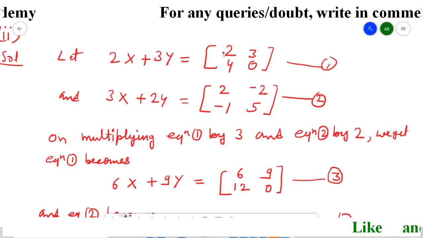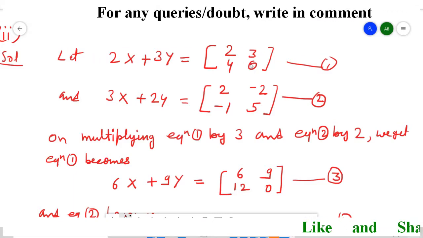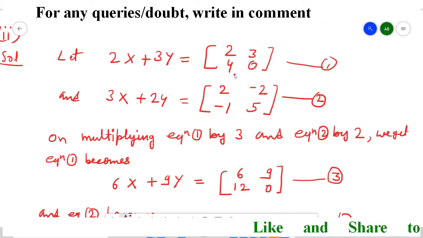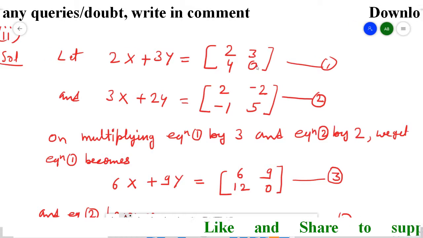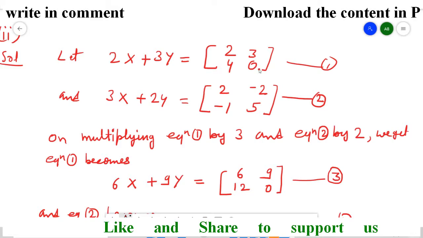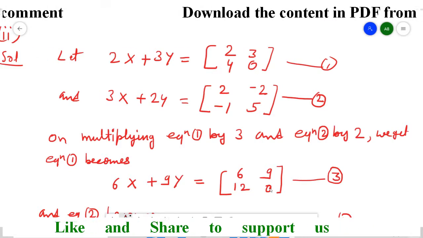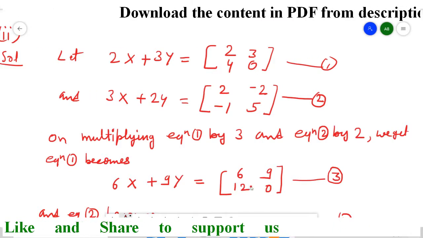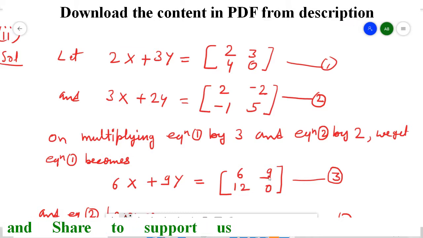So when we multiply this matrix by 3, each element will multiply by 3. So 3 2s are 6 here. Then 3 3s are 9, 3 4s are 12, and 3 zeros are 0. So like this I multiplied each element of the matrix by 3.